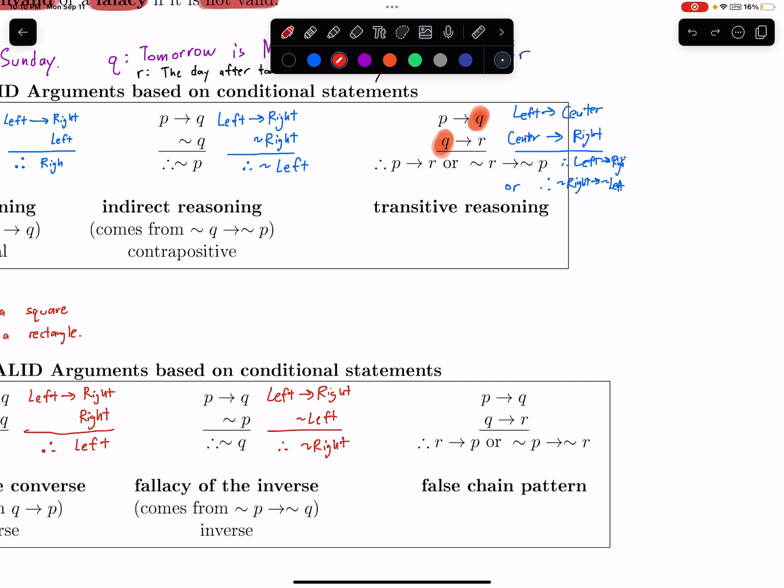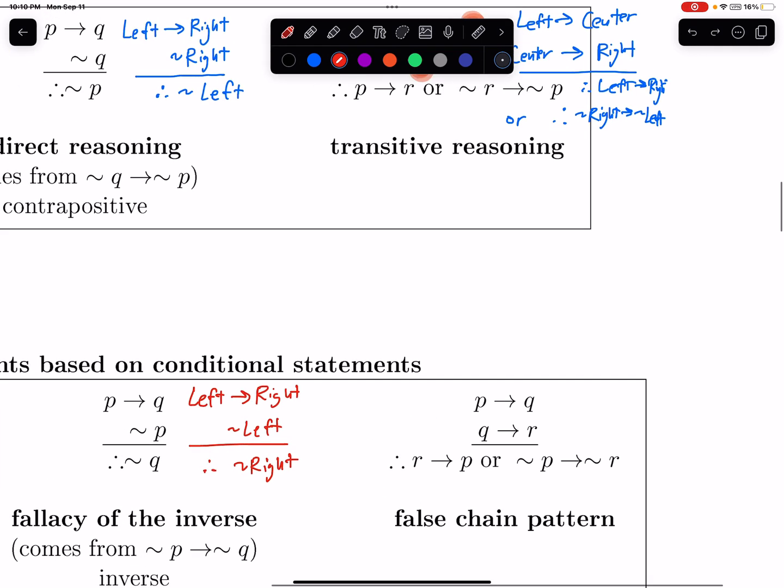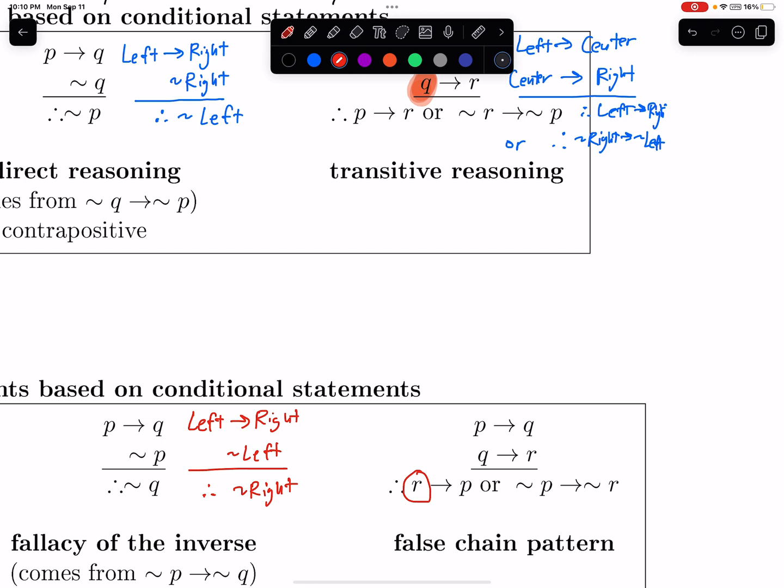But what happens wrong after that? Well, look at the conclusion. The conclusion they made is R arrow to P. But think about this. You're going from P to Q, Q to R by my premises, right? Just now I tried to conclude R back to P, but that's the opposite way of where my arrows are going. It's going the wrong direction. So that is not a good conclusion to make. That's why it's false chain. That's an invalid argument.